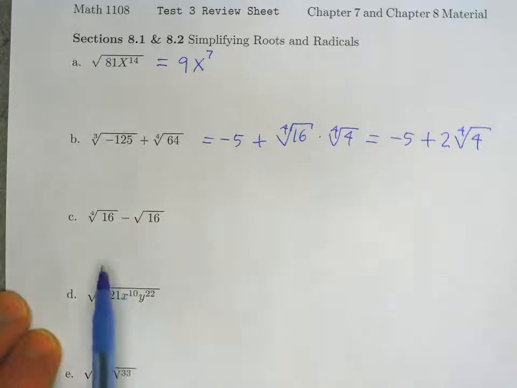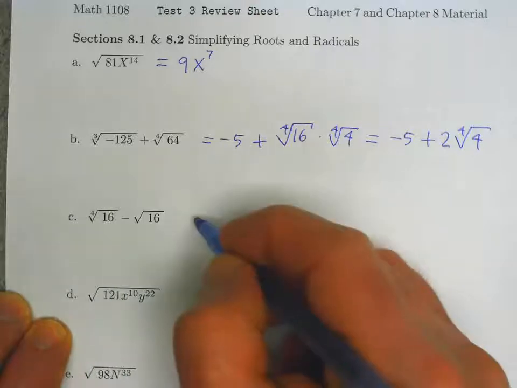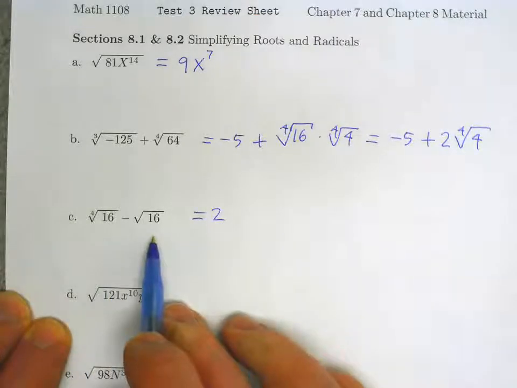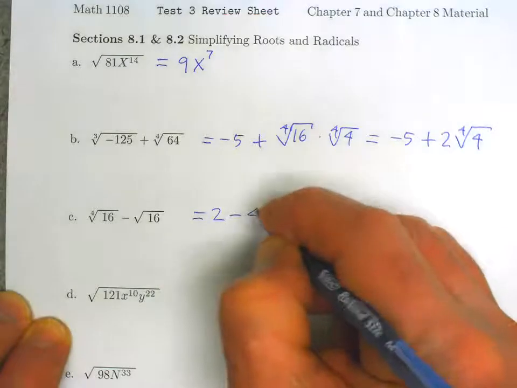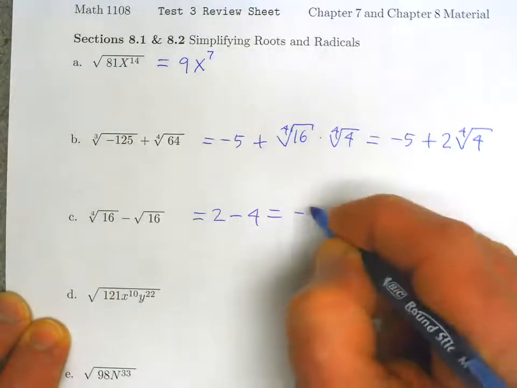Okay, the next one, the fourth root of 16 simplifies to 2. And minus the square root of 16, the square root of 16 is 4, so 2 minus 4, and that simplifies to -2.